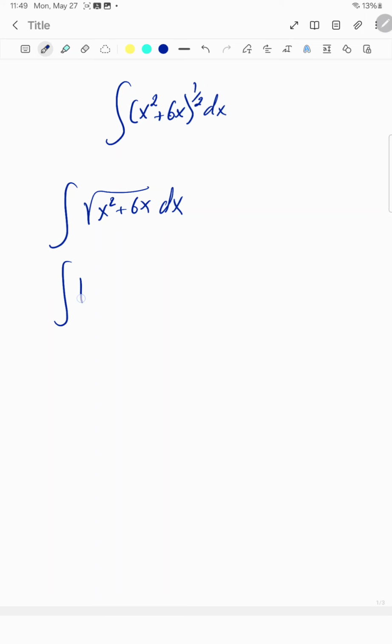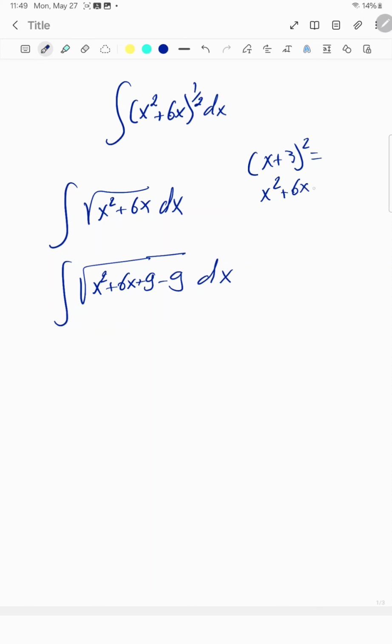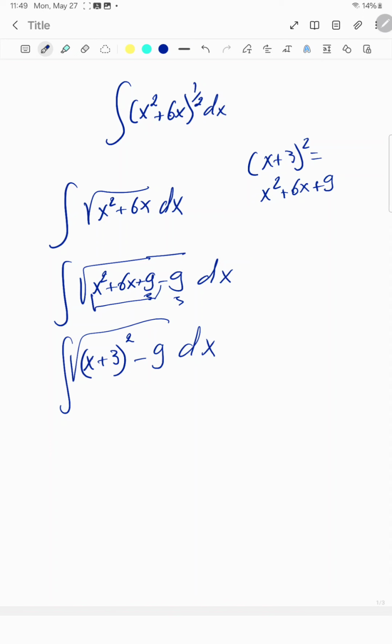So I can write it like this: x squared plus 6x plus 9 minus 9 dx, because I know that (x plus 3) squared is equal to x squared plus 6x plus 9. So that's why I added 9 here and I subtracted 9 from it. So this part becomes (x plus 3) squared. So my integral becomes the square root of (x plus 3) squared minus 9, dx.